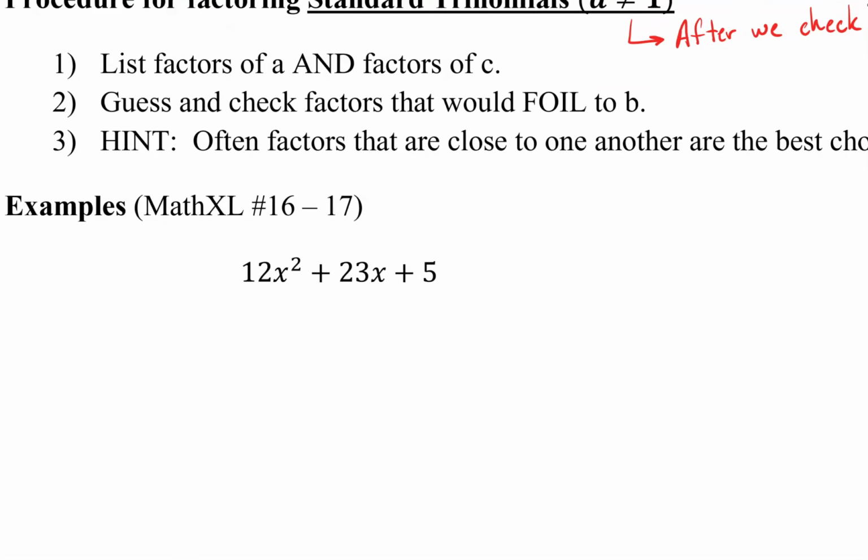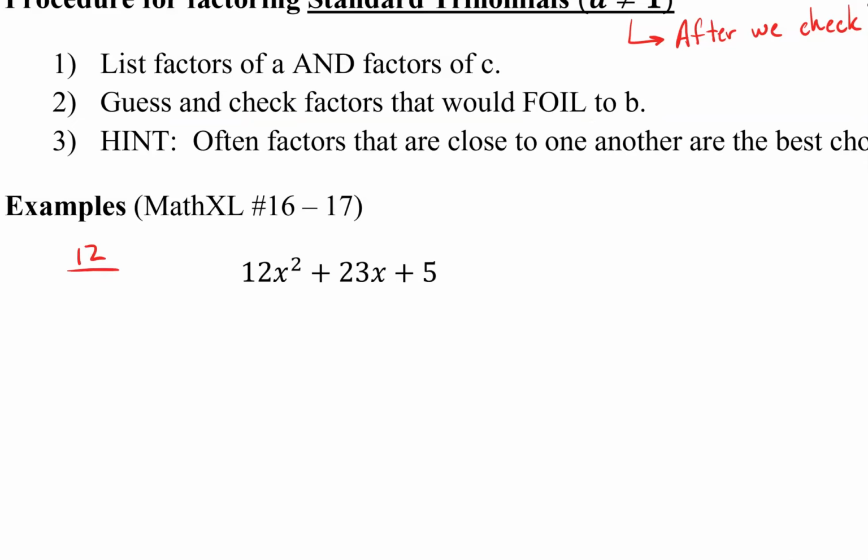Now, since our a value is not equal to 1, and in the foiling process our first terms multiply together to equal the first term of our polynomial, we can't just rely on our c value anymore. So the procedure is to look for factors of both a and c, and guess and check factors in combinations that would FOIL together, or distribute together, to get us back to the b value in the center. Let me show you what that looks like, and I'll talk more about the hint in just a second.